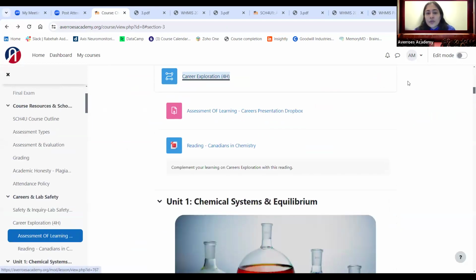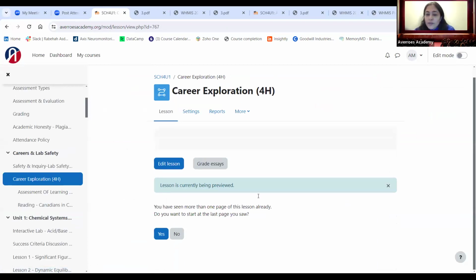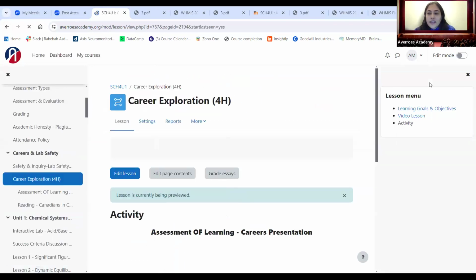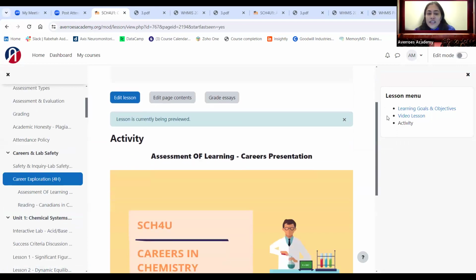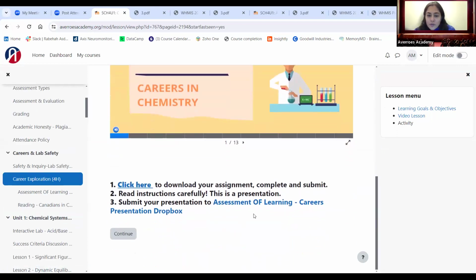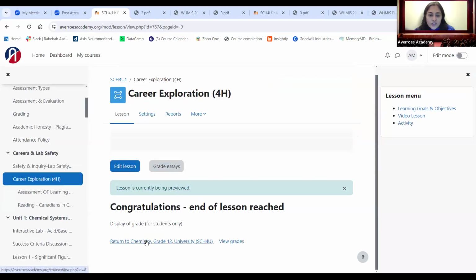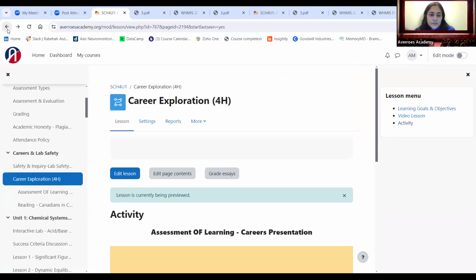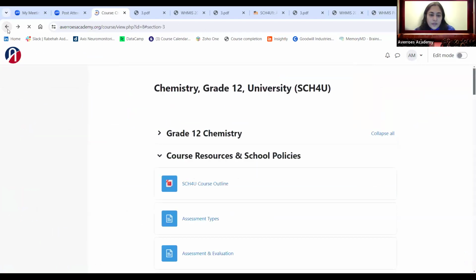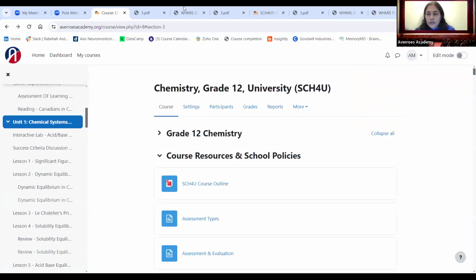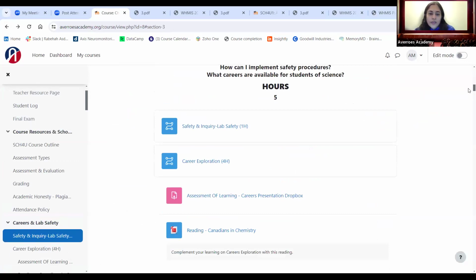And then your career exploration is also going to be an activity, right? There's going to be an activity at the end of each of the chapters, basically. So assessment, and click here to download your assignment, right? There's going to be an activity at the end of basically all the sections. And I can also remind you of what to work on over the weekend, okay?